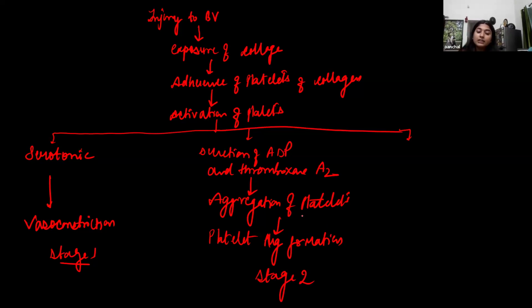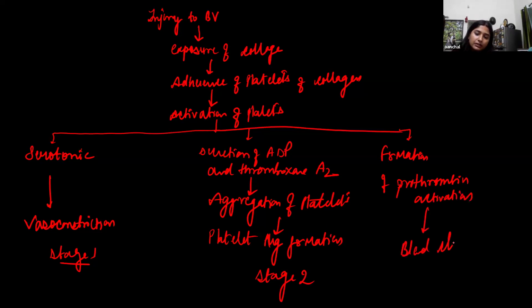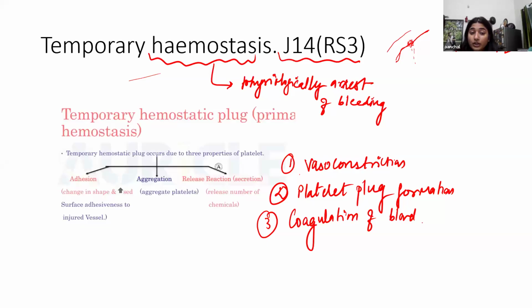But this temporary hemostatic plug needs to get converted into a permanent one. So this will lead to formation of prothrombin activator, and finally the blood clotting process gets completed. So this is all about the temporary hemostatic plug. This is also a very important question, so you can expect this question in your university exams definitely.